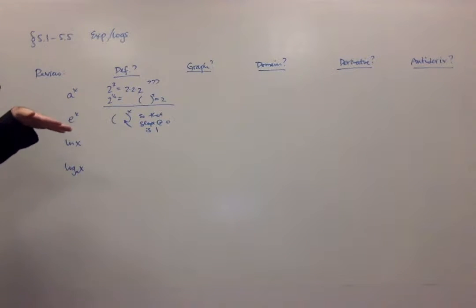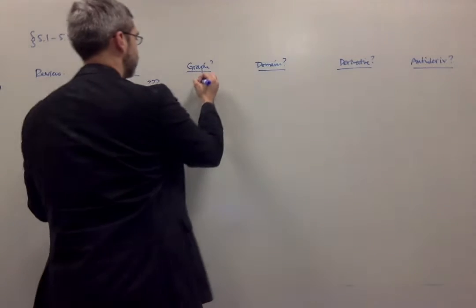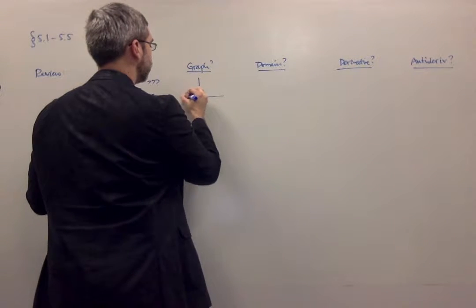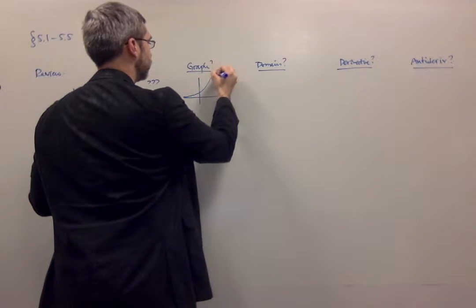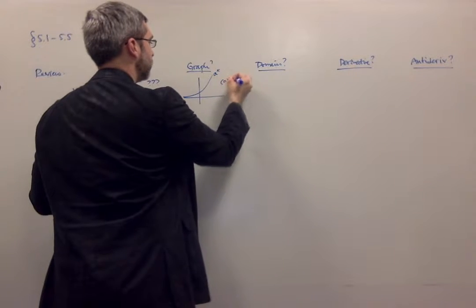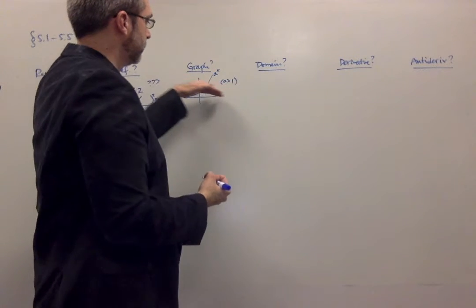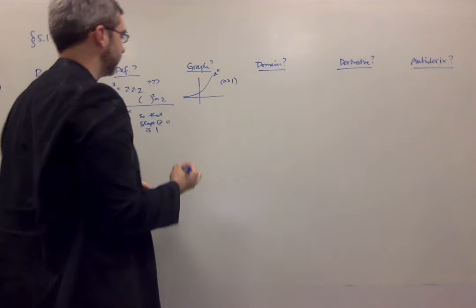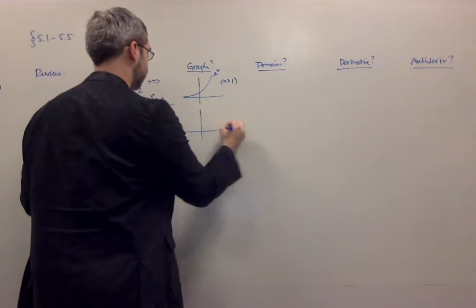Okay, one of the things that we talked about, I'll go ahead and graph these. A to the x generally looks like this. That's if a is bigger than 1. If a is less than 1, if a is between 0 and 1, it actually looks like that. E to the x looks the same.